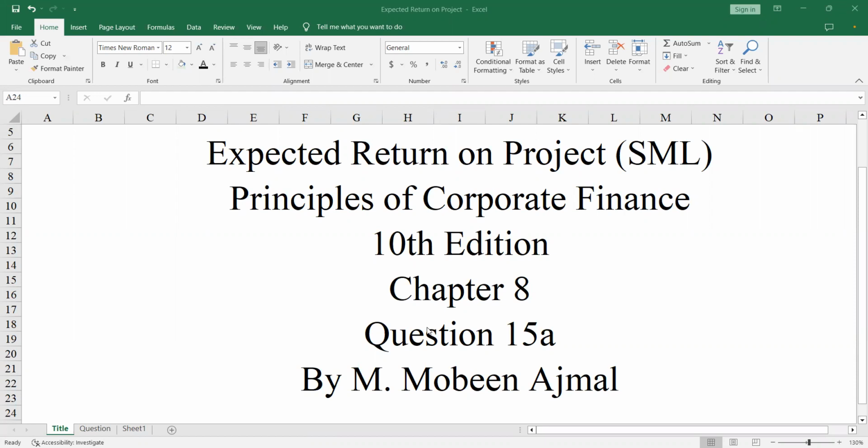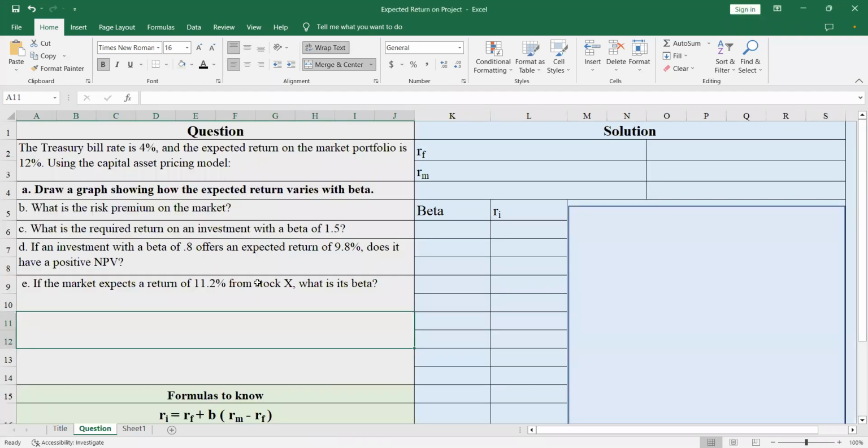This is question 15A from chapter 8 of the 10th edition of Principles of Corporate Finance book. So the question at hand is, the treasury bill rate is 4%. The expected return on the market portfolio is 12%. Use the capital asset pricing model. Draw a graph showing how the expected return varies with beta.